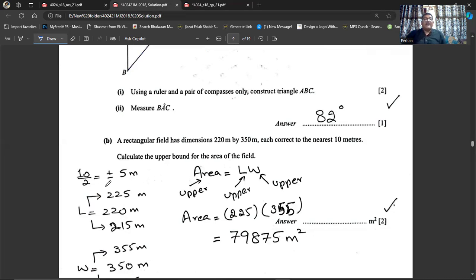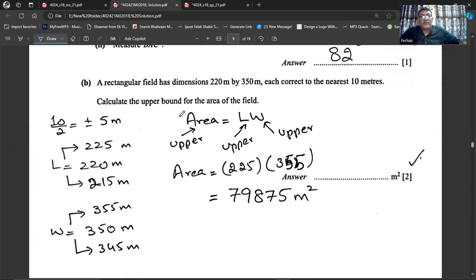Okay, question number 6 is a B part. A rectangular field has the dimensions of 220 meter by 350 meter, each correct to the nearest 10 meter. So they are saying this is correct to 10 meters? So I will divide the 10 meter and I will get plus minus 5 meter. I will add this to the length and I will get the upper bound of the length. I will subtract it from the length and I will get the lower bound of the length.